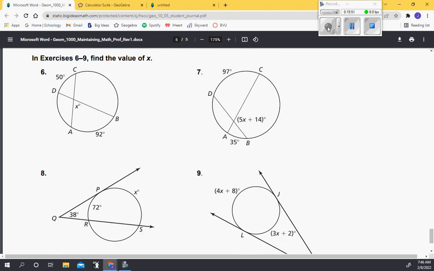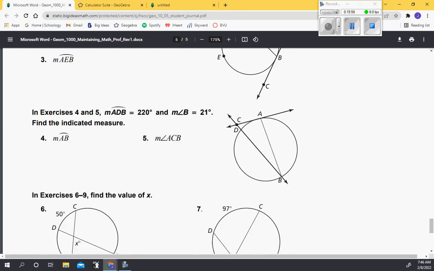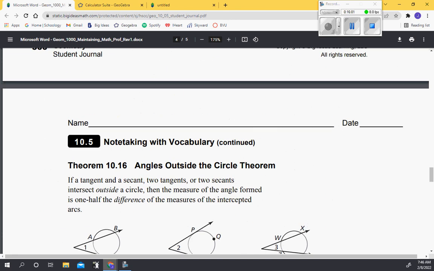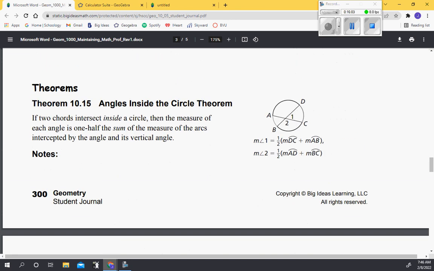Next, in 6 through 9, find the value of x. Okay, for 6 and 7, I'm going to go up. We are going to be using this rule here, where we are adding the arcs that these measures create and then dividing by 2.